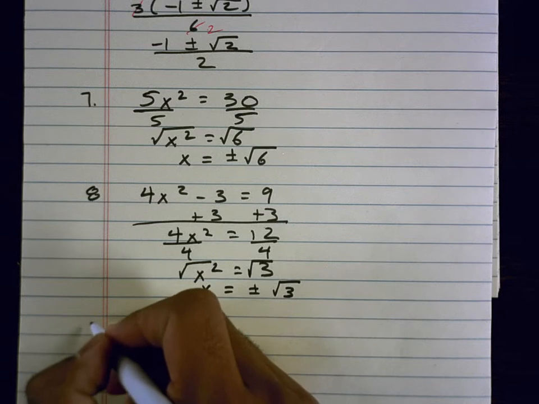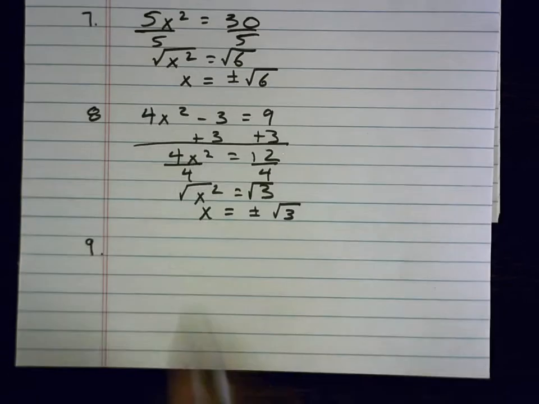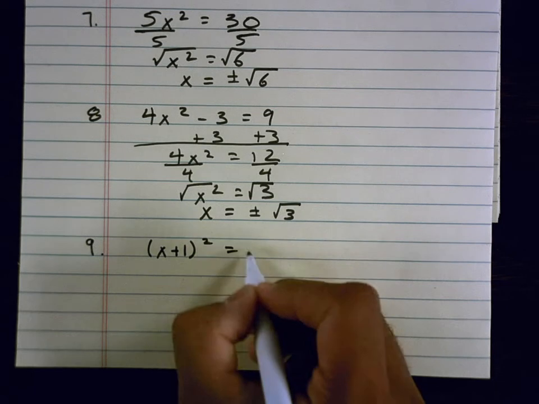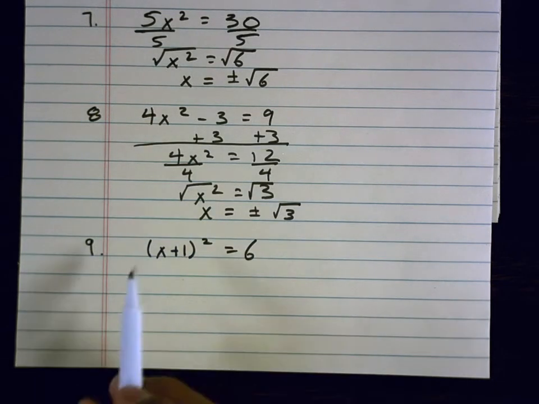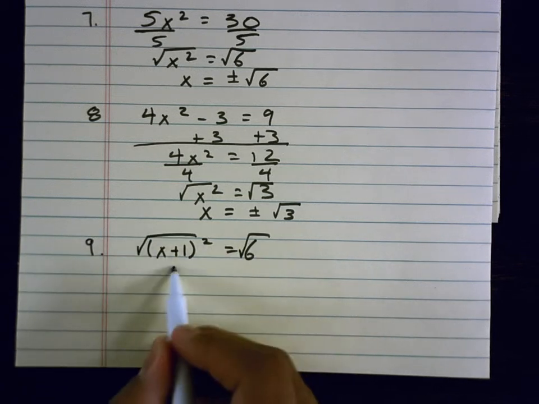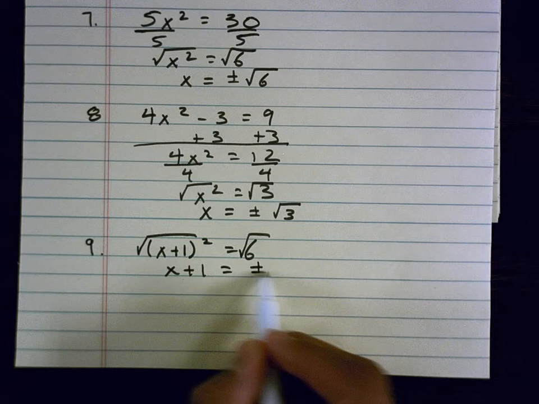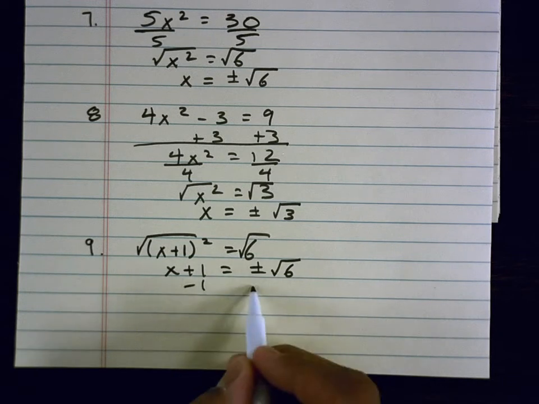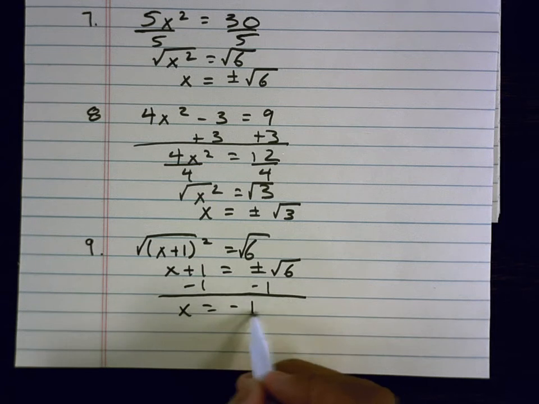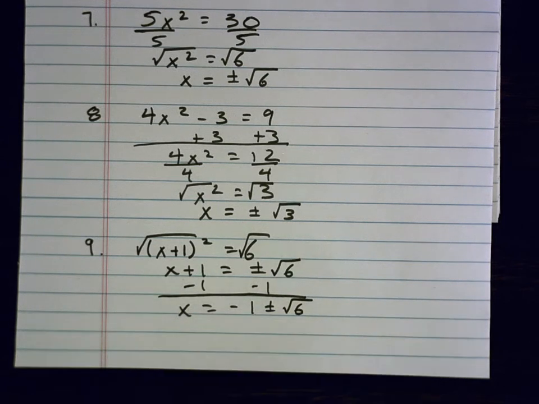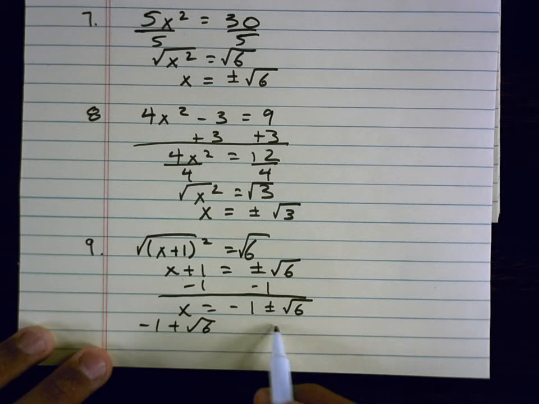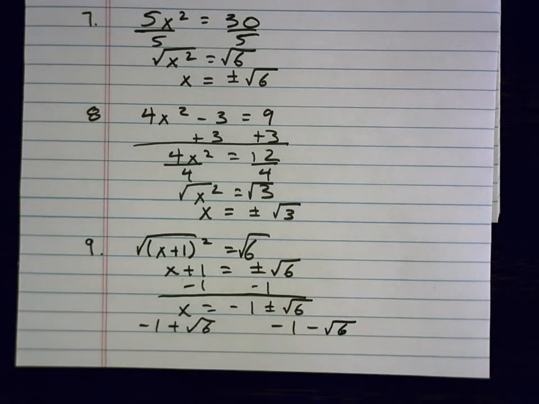Number 9 says x plus 1 squared equals 6. Okay. Well, the first thing you want to do is you realize that you can take the square root of both sides because there's a perfect square on this side. Equals plus or minus root 6. Subtract 1 from both sides. I cannot add these together because they're not the same radicals. And technically my answers are negative 1 plus root 6 and negative 1 minus root 6.